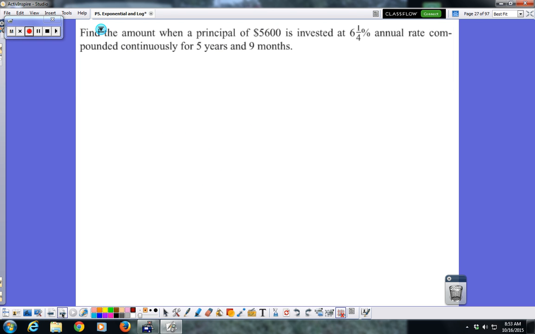If the principal is compounded continuously. Let's work one problem, then I'm done. Find the amount of money when the principal $5,600 is invested at a 6.25% interest rate, compounded continuously for 5 years and 9 months. That's just cruel. They give you a decimal for your interest rate, or a fraction for your interest rate, and a fraction for your years. It's not 5 years, it's not 6 years, it's somewhere between. So let's talk about how we're going to do that.